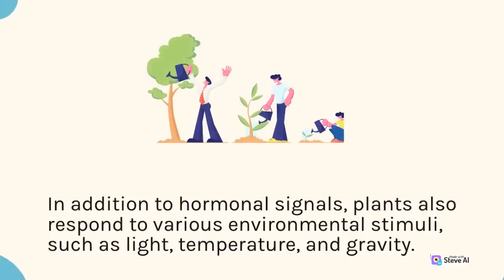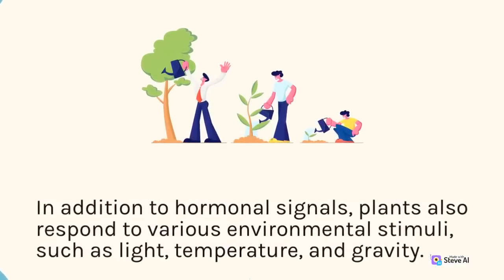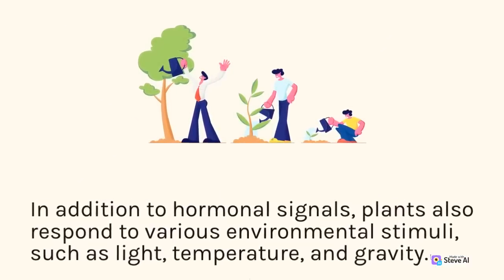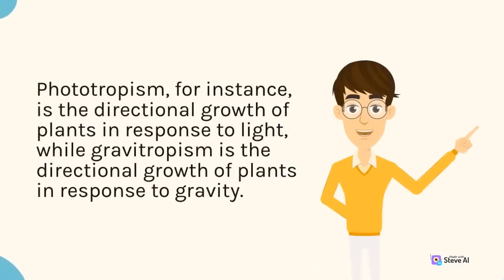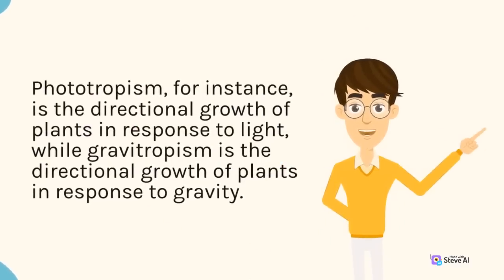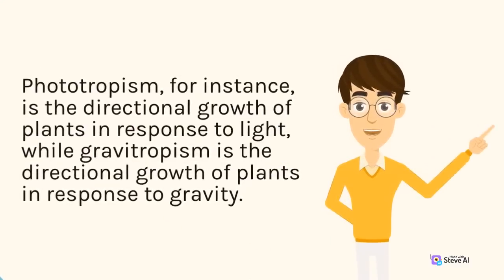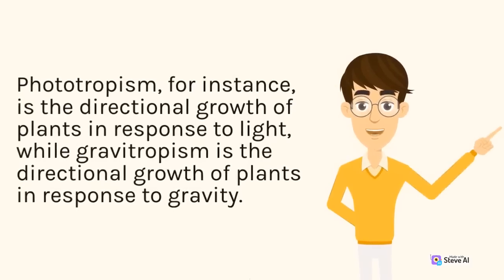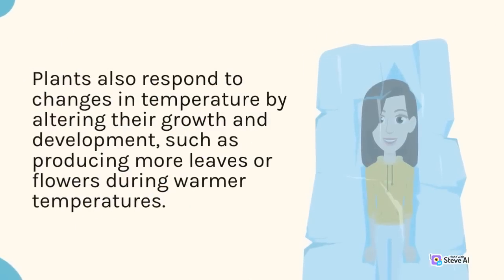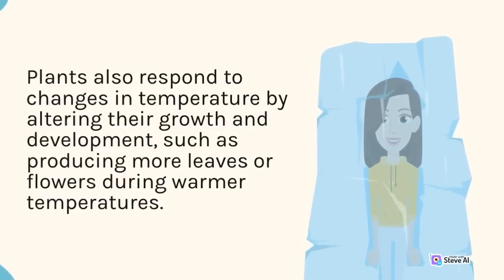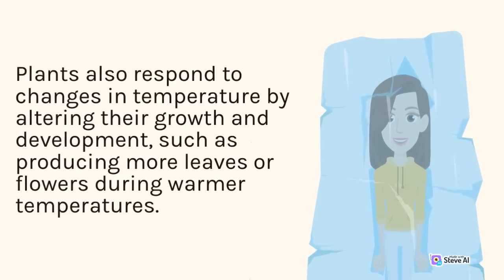In addition to hormonal signals, plants also respond to various environmental stimuli, such as light, temperature, and gravity. Phototropism, for instance, is the directional growth of plants in response to light, while gravitropism is the directional growth of plants in response to gravity. Plants also respond to changes in temperature by altering their growth and development, such as producing more leaves or flowers during warmer temperatures.